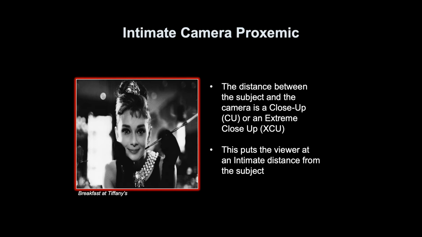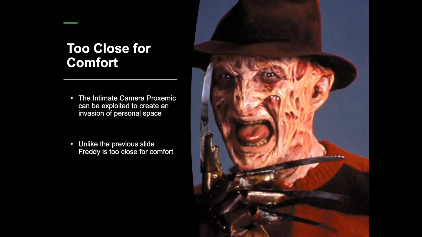Intimate camera proxemic. The distance between the subject and the camera is a close-up or an extreme close-up. This puts the viewer at an intimate distance from the subject. Too close for comfort. The intimate camera proxemic can be exploited to create an invasion of personal space. Unlike the previous slide, Freddie is too close for comfort.